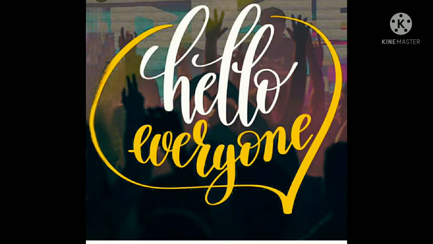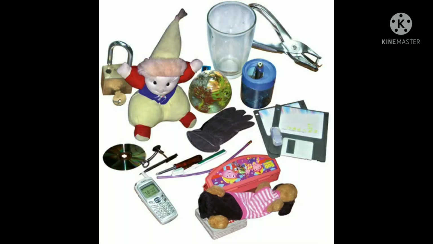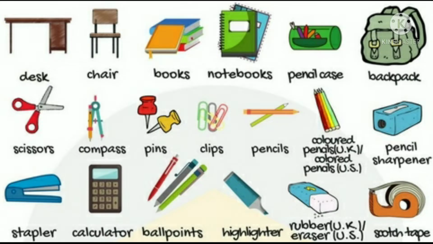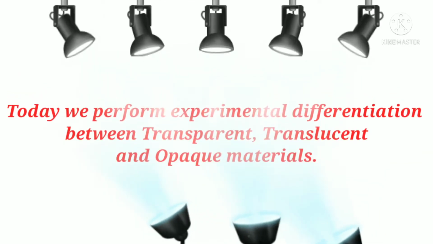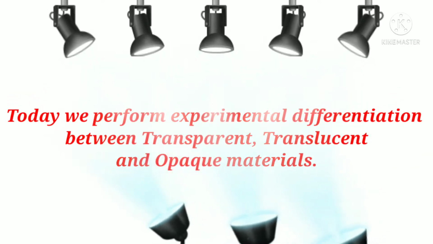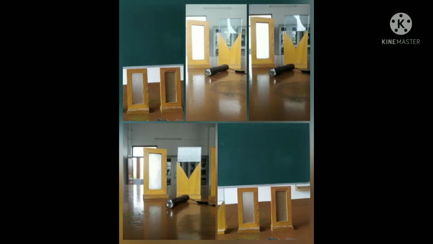Hello everyone. We see a number of objects in our surroundings through which light can pass or not. We all know that light always travels in a straight path. Today we perform an experimental differentiation between transparent, translucent and opaque material. Before performing the experiment, first of all we are going to become familiar with the following terms.